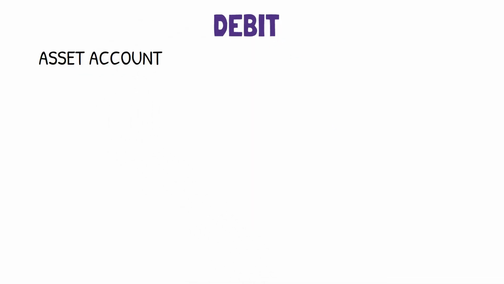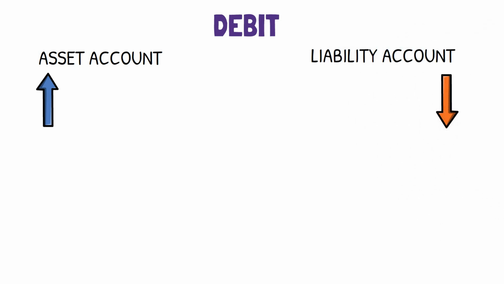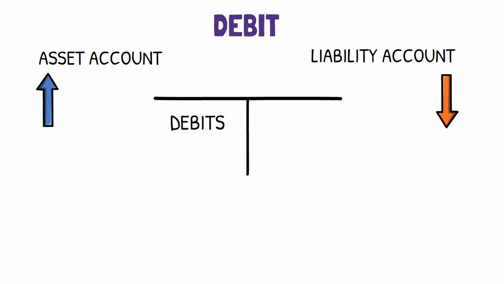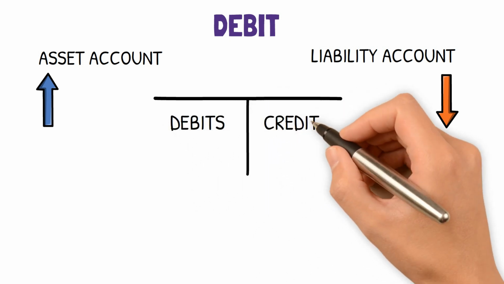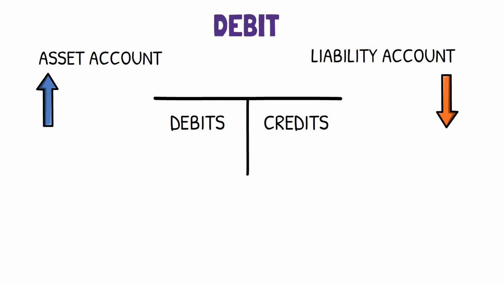Debit. In accounting, debit refers to an entry that increases an asset account or decreases a liability or equity account. Debits are recorded on the left-hand side of a T account, which is a visual representation of an account that shows the debits on the left side and the credits on the right side.